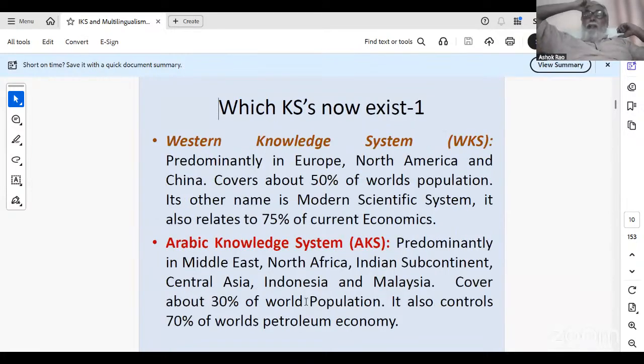Now, which knowledge systems exist now? What dominates is the Western knowledge system, WKS. It's predominantly found in Europe, North America, and China. It covers about 50% of the world population. Its other name is the modern scientific system. It relates to 75% of the current economy.